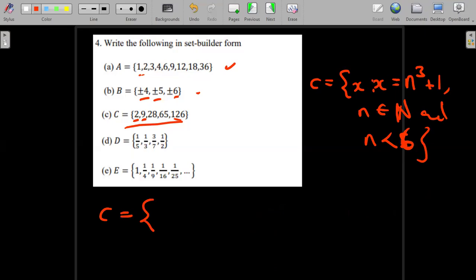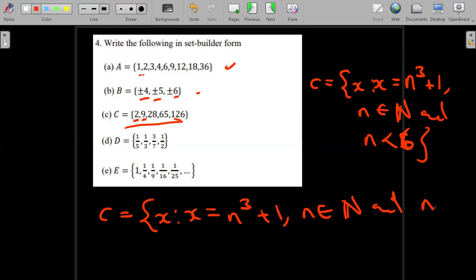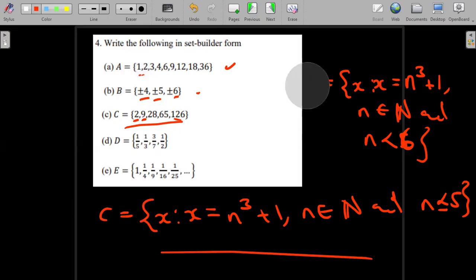You can write it as well as C, such that x is equal to n to the power 3 plus 1, where n is a natural number and n is less than or equal to 5. So this here is going to be another way you can define this. Okay, let's look at part D.